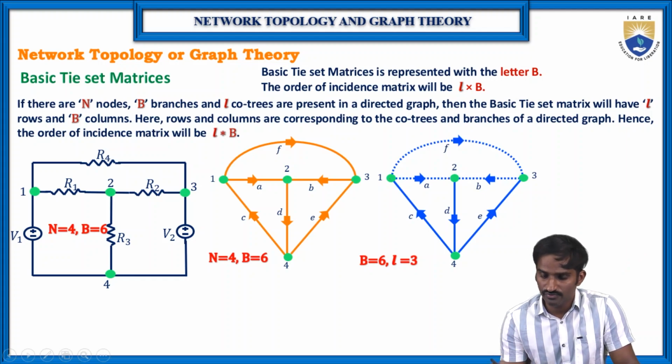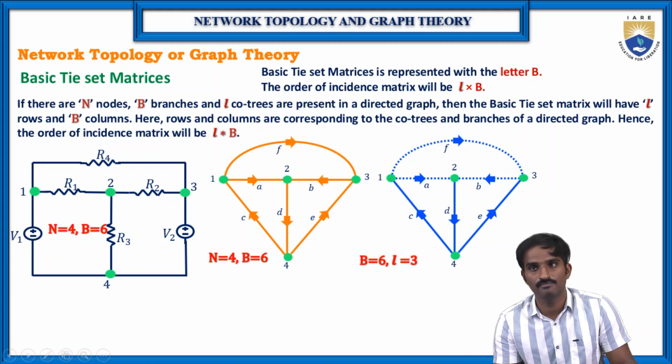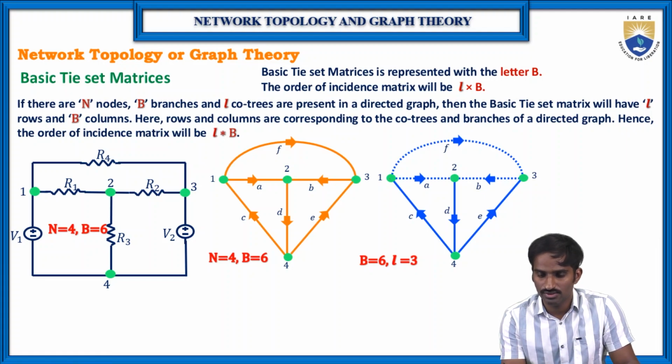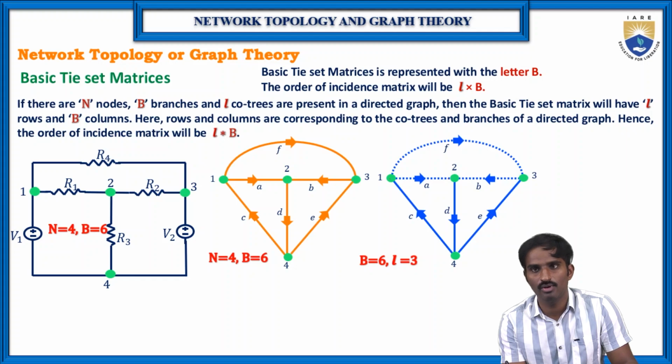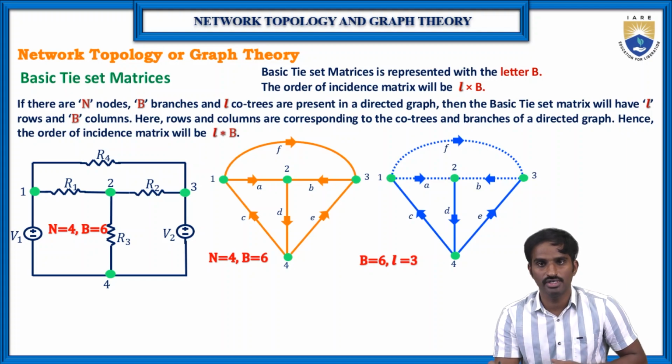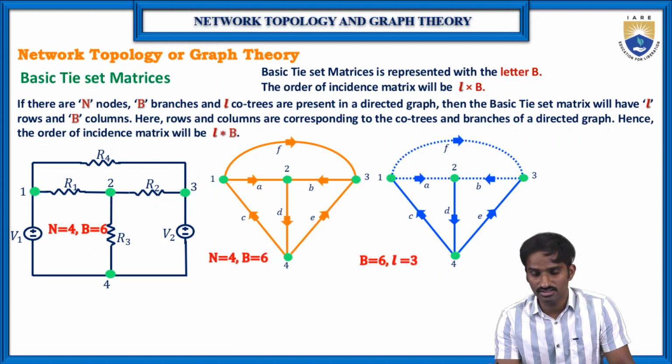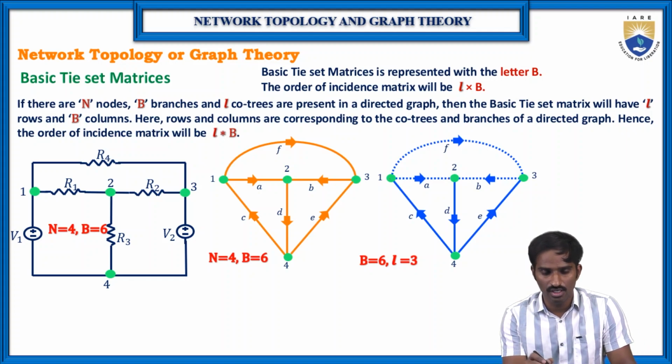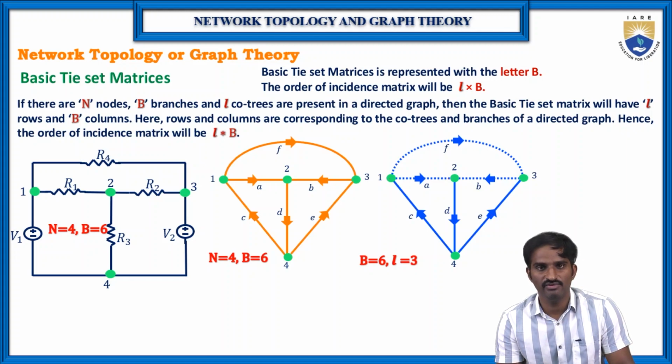So how many links are there for this particular tree? 1, 2, 3, because this is the co-tree. The dotted lines are the co-tree, because if you draw branch A, it forms a closed loop, and if you draw branch B, it forms a closed loop, and if you draw branch F, it is a closed loop. That is the co-tree. So there are 1, 2, 3 links. Now the basic tie-set matrix will be a 3 cross 6 matrix, because the number of rows represents the links and the number of columns represents the branches.